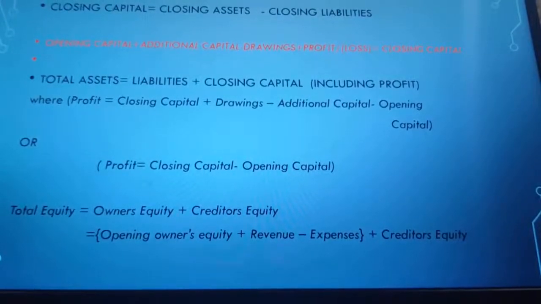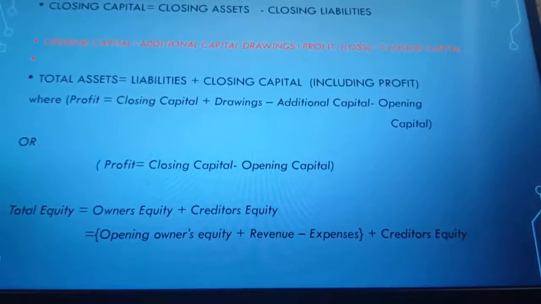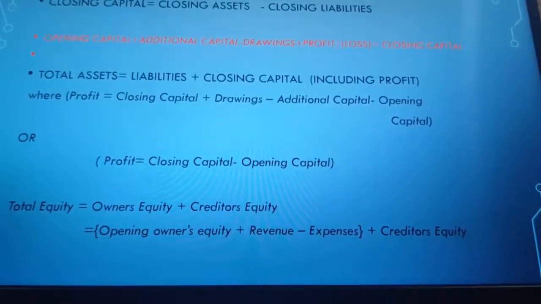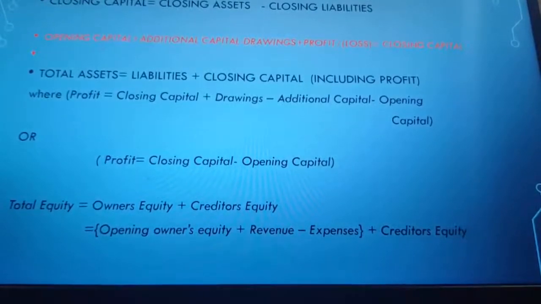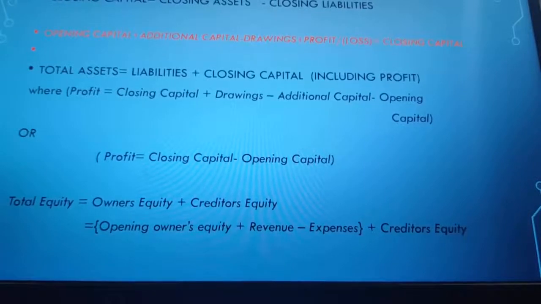Alright, where profit can even be calculated. How? Closing capital plus drawings. As you can see in the second formula, drawings are being reduced when we calculate closing capital. But if we are asked to calculate profit, then we are going to add those drawings in closing capital. We are going to reduce our additional capital as well as our opening capital also. So basically, equation 2 and the equation of profit are interrelated to each other.